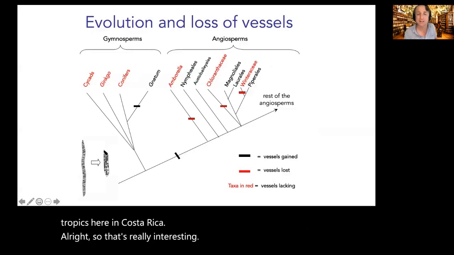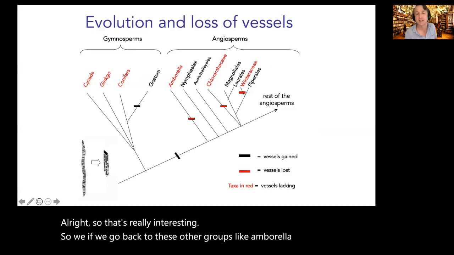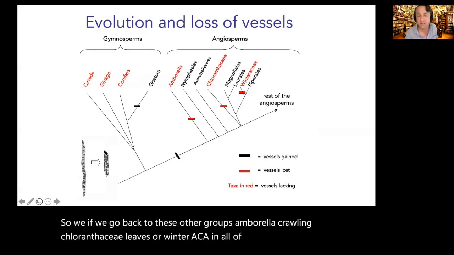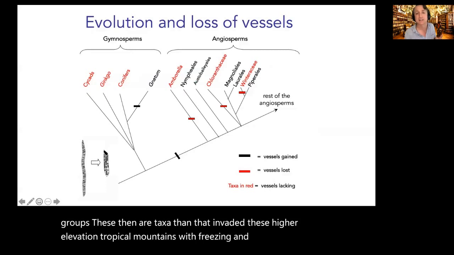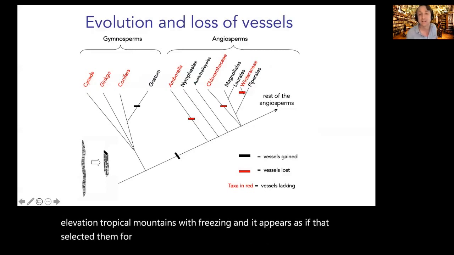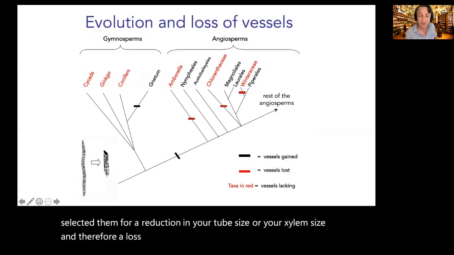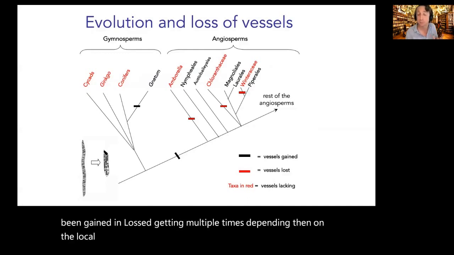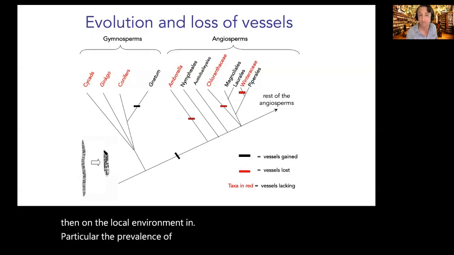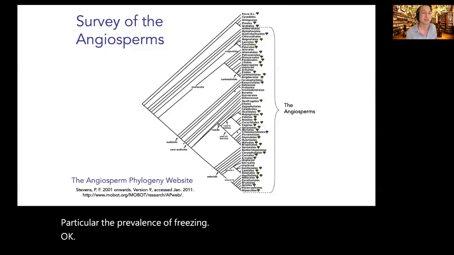So if we go back to these other groups like Amborella, the Chloranthales, or Winteraceae, in all of these different groups, these are taxa that invaded these higher elevation tropical mountains with freezing. And it appears as if that selected for a reduction in your tube size or your xylem size, and therefore a loss of vessels. So vessels appear to have been gained and lost multiple times, depending on the local environment, in particular, the prevalence of freezing. Okay. So we'll come back to vessels in a little bit.